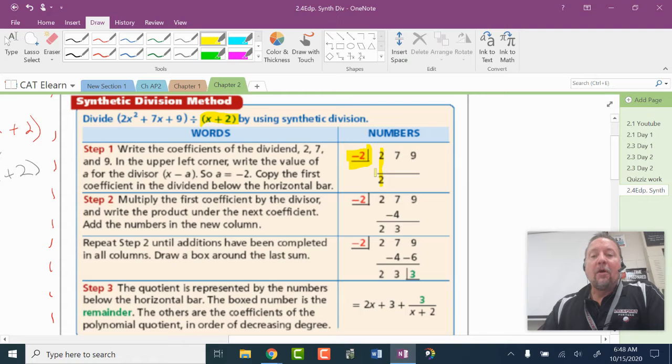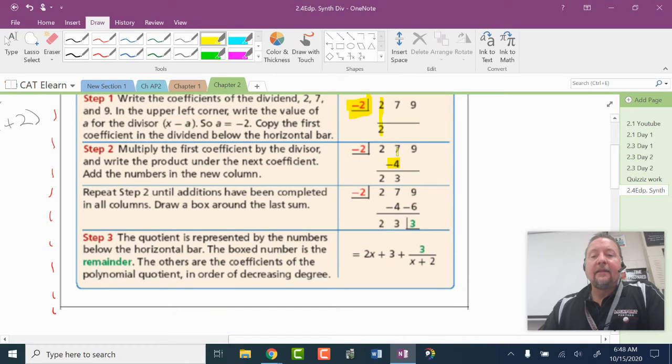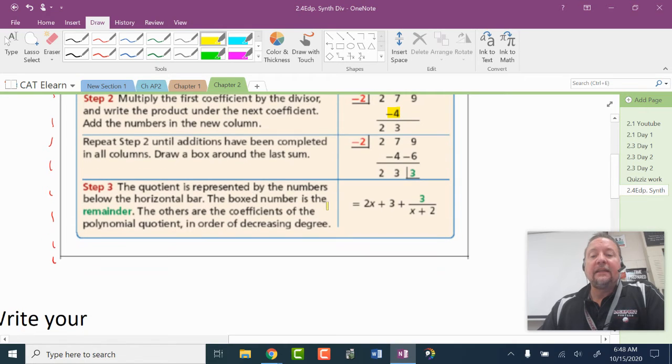Then you multiply and add. So negative 2 times 2 is negative 4. Add. 7 plus negative 4 is 3. Multiply again. Negative 2 times 3 is negative 6. Add 3. And then understand this is what's called a depressed polynomial. Everything goes down by 1 degree in the answer. And the last term is the remainder. And you're supposed to put the remainder over the divisor as a last term.